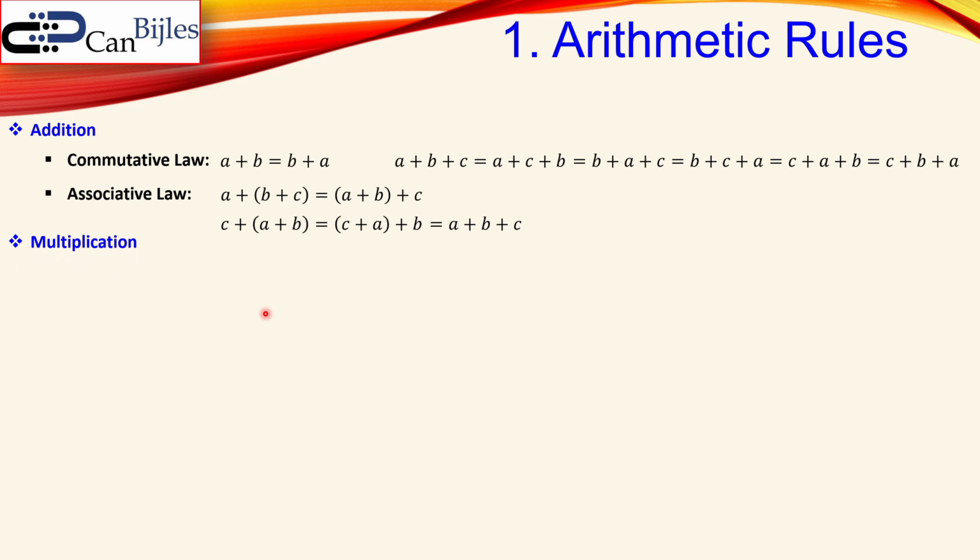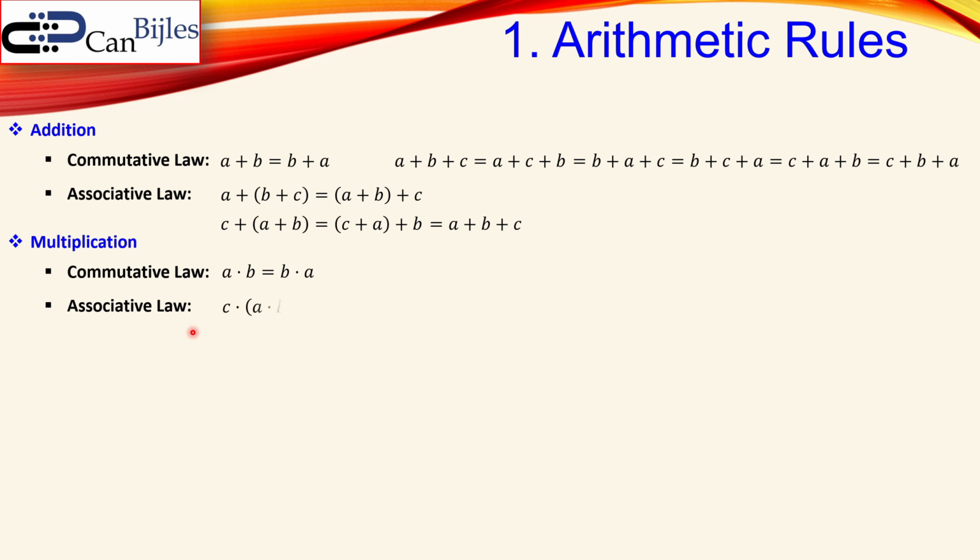Now the multiplication is also in two different laws, so commutative and associative. So we have A times B, so the dot means here multiplication. But you can also do that just B times A, like 2 times 6 or 6 times 2. It doesn't matter, the result will be always 12.